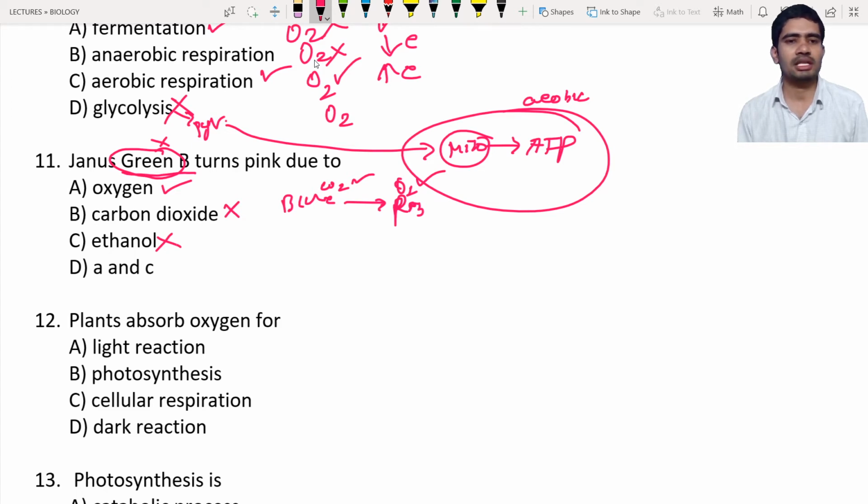So next, the 11th, D, A and C. They are saying A and C. No, it is not going to react with both the gases at a time. So it is also not the correct answer. Hence we can go for option A for the 11th.